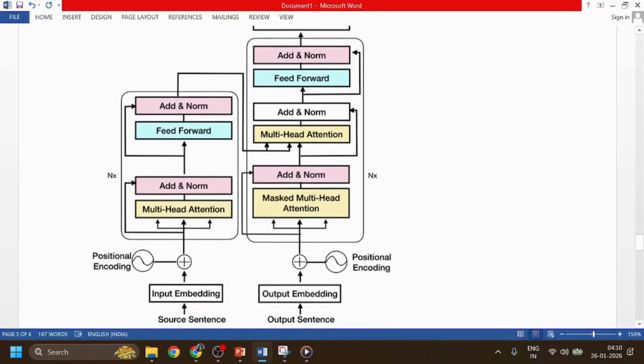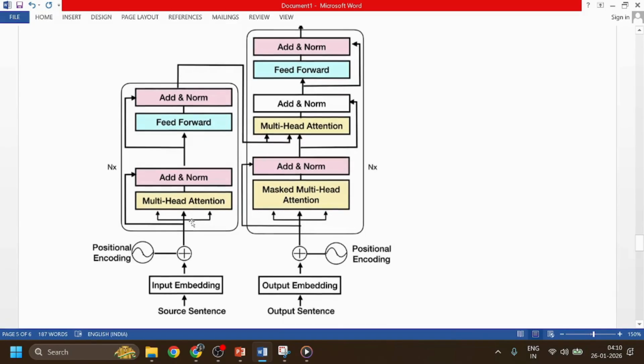And here you can see the decoder part, we will understand this after some time. So now we are here in the encoder. The encoder's job is not to generate the text. Its job is to understand the input sentence by building rich contextual representation. Understanding happens in the encoder in this part, and generation happens in the decoder in this part.